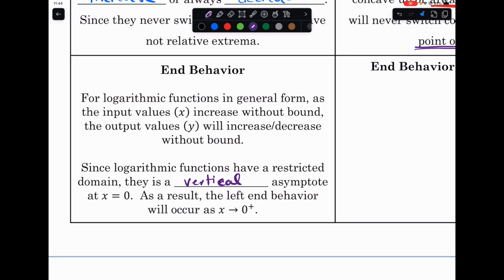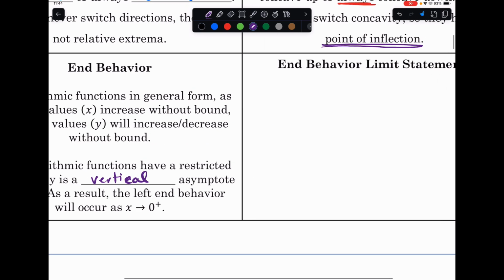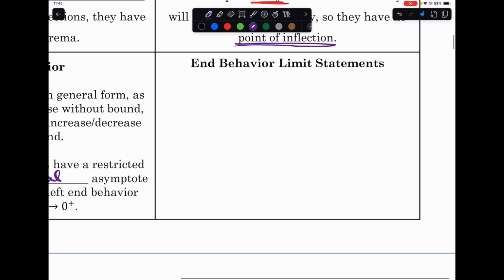So as a result, the left end behavior will occur as x is approaching that vertical asymptote of 0 from the right side. Now, as soon as we do horizontal shifts, of course, then the horizontal asymptote also moves and the domain is going to be affected, as we'll see in examples of this, at that location, along with, of course, the vertical asymptote. Now, to discuss and write this idea using limit notations, let's look at the two graphs that we have up here.